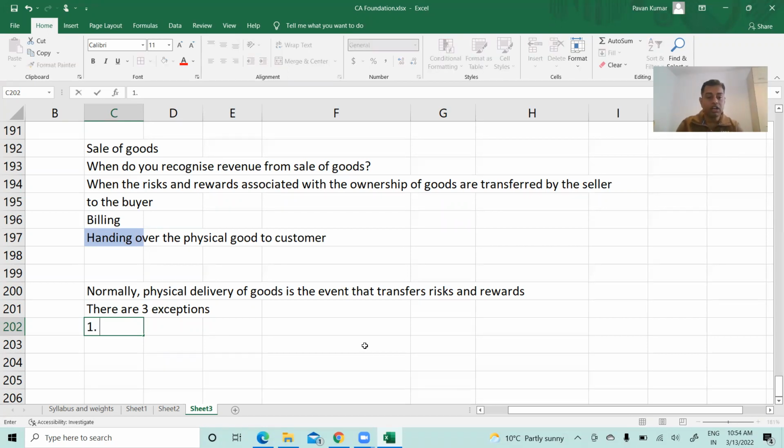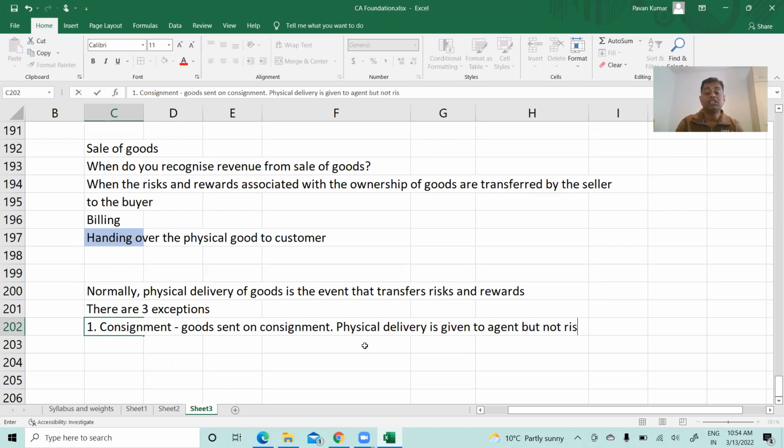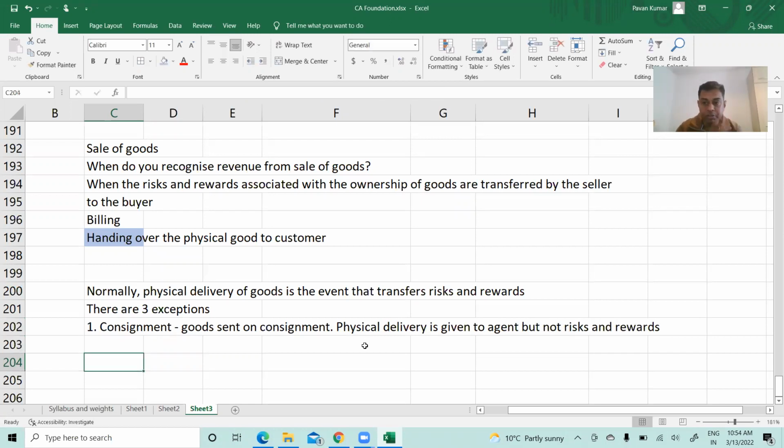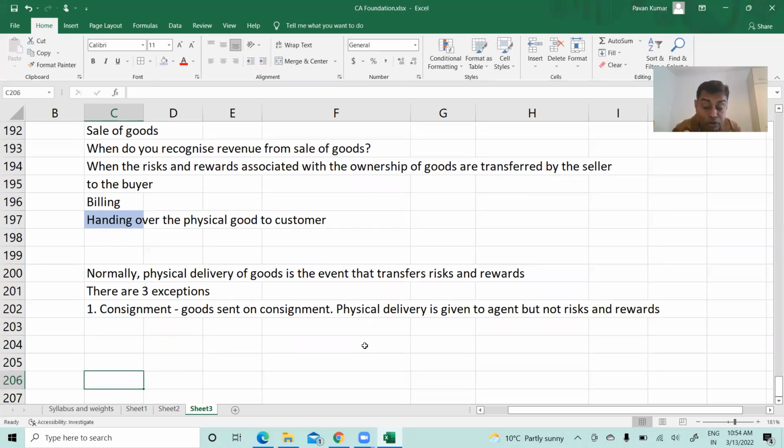There are three exceptions. One, consignment. Sent on consignment. Physical delivery is given to the agent, but not risks and rewards. Do you agree with me? In consignment, I'll give physical delivery to the agent, but risks and rewards are still mine.